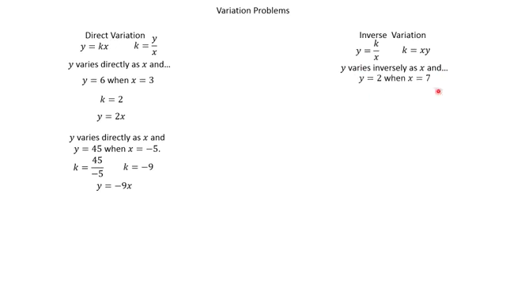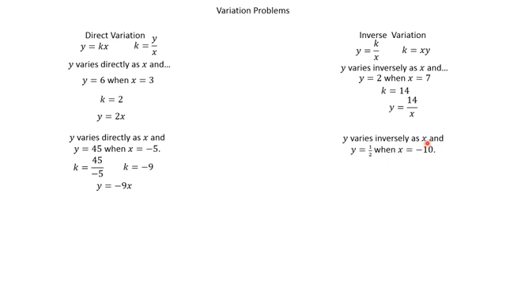And y equals 2 and x equals 7. So, same deal. k equals x times y. So k equals 2 times 7. So k equals 14. Plug it in. y equals 14 over x. You can graph this. Just make a table with a few points on it, and you can plot your points.